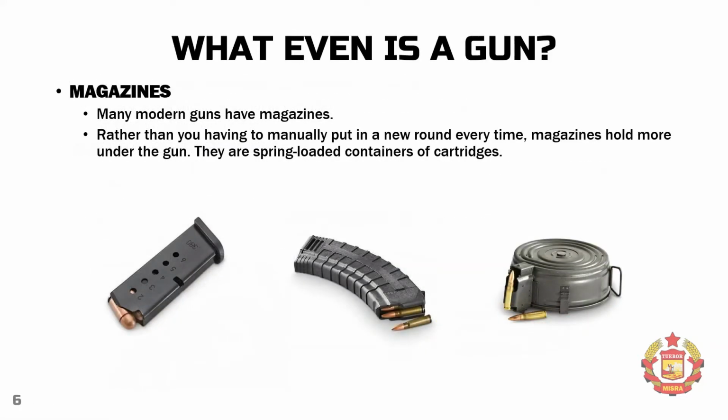Magazines next. A lot of modern guns use them. Rather than having to manually load one round at a time, magazines will hold more rounds, usually under the gun. They're spring loaded so that when that first round is taken off the top and loaded into the chamber, the second one comes up to take that first one's place, and so on and so on until you run out. It's a lot quicker and more efficient than having to load each one separately.